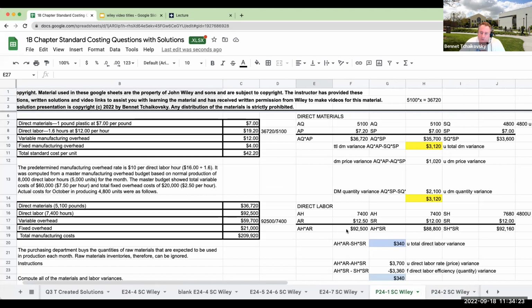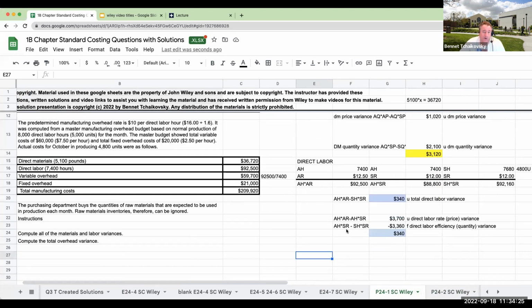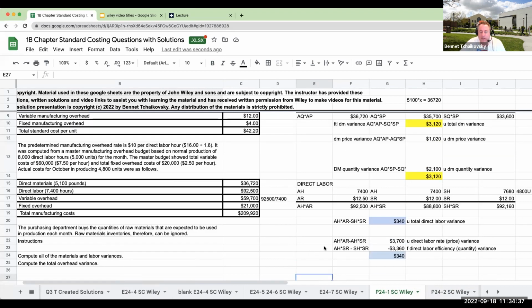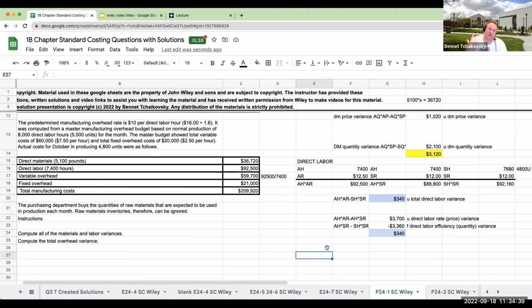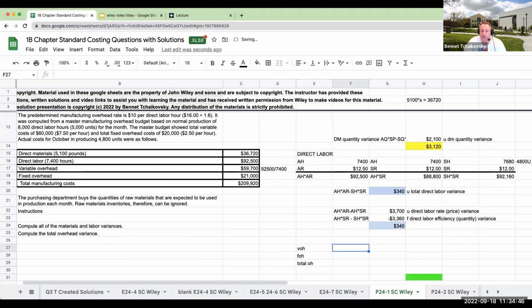So as you're looking at me do this part of the question, if you're in my class, this is not going to be this pleasant. Okay, so let's just keep it like that. For Wiley, what did I actually spend on my overhead? Well, as we know, overhead has two components: variable overhead and fixed overhead. The variable overhead was 59.7, fixed overhead was 21,000. So the total amount I spent on my overhead was 80,700.